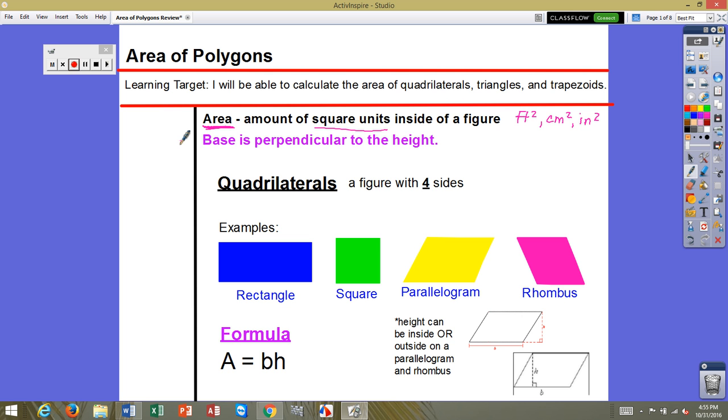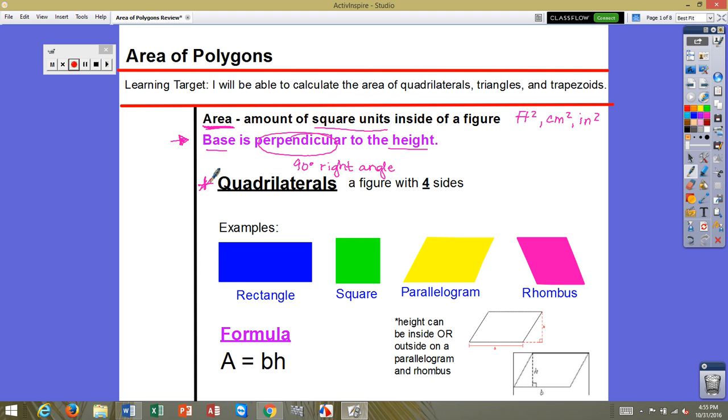Another very important fact we need to remember is that base is always going to be perpendicular to height. Perpendicular means a 90-degree right angle. And so if you do not see a 90-degree right angle, then you cannot guarantee that it is the height. So you always want to look for what corner or what measurement is given to you with a 90-degree right angle. Okay, let's talk about our first set of polygons.